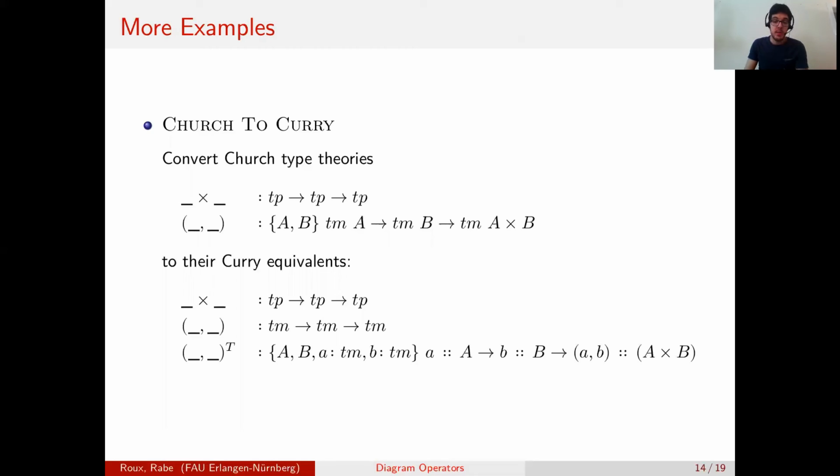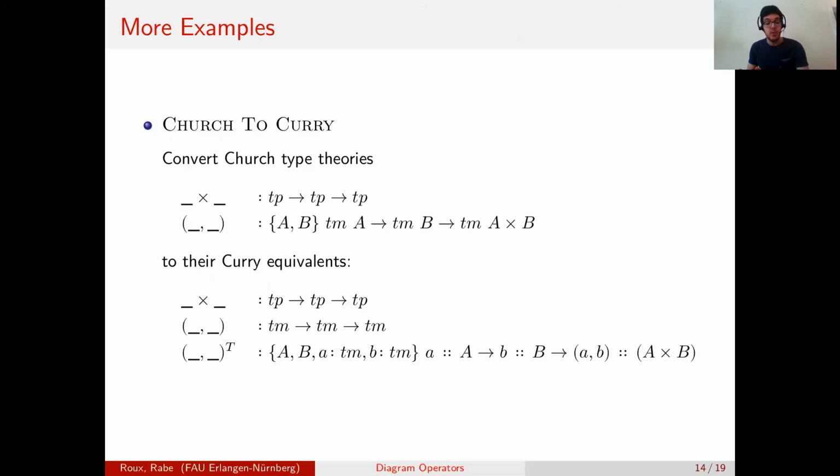And then we got a term constructor, which is typed. That's characteristic of a Church flavor, that the term constructor is typed. So it takes two types and then two terms of exactly those types and then outputs a term of the product type.